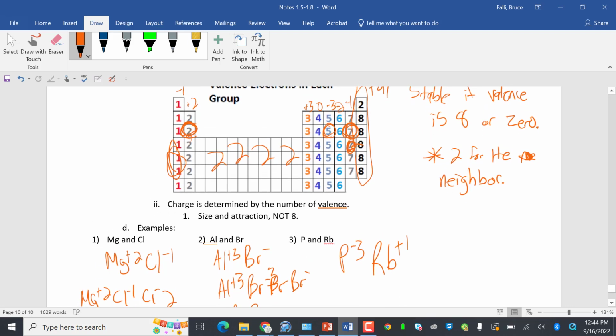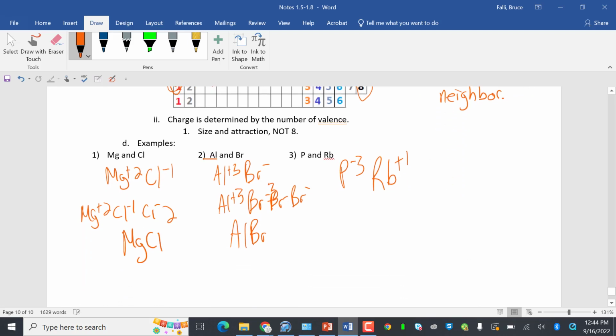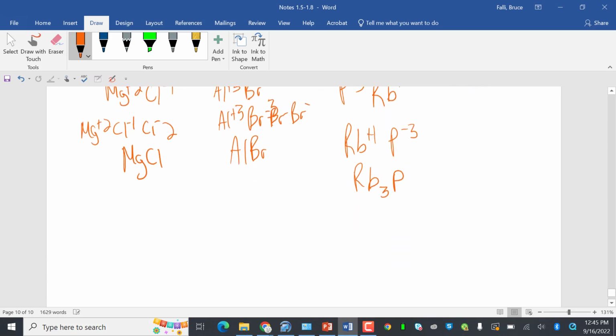Like we're always kind and say, ladies and gentlemen, the ladies go first. And the gentlemen, sorry, gentlemen, go second. So +1 and -3, and then you can tell it will take 3 Rbs to balance that out.